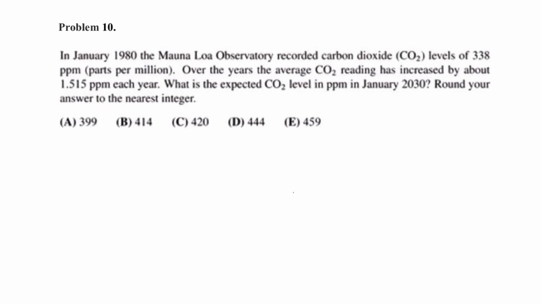In January 1980, the Mauna Loa Observatory recorded carbon dioxide levels of 338 parts per million. Over the years, the average CO2 reading has increased by about 1.515 ppm per year. What is the expected CO2 level in ppm in January 2023? Round your answer to the nearest integer.